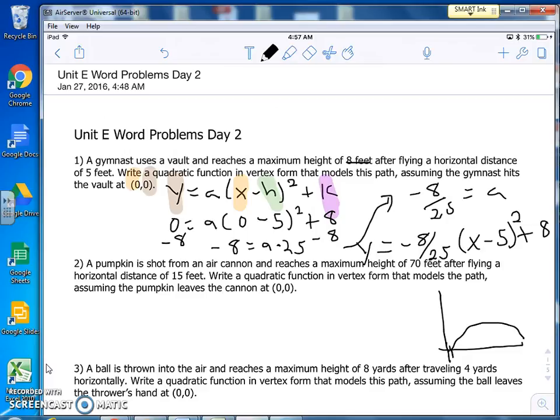Since x is in feet, we're actually looking at the path of the pumpkin. Sometimes x will be in time. Y is often a distance. And we know that the maximum height, that's your vertex. So our a value will be negative, and we have a maximum value. And the horizontal is your x, so the horizontal is 15 feet. The vertical is your y, or the height is your y, and we have a height of 70 feet.